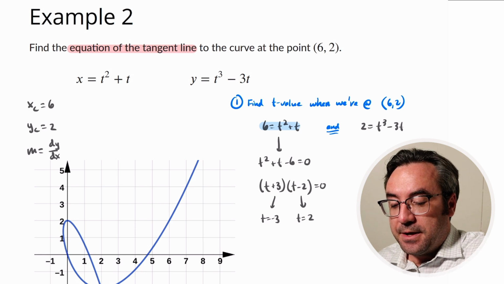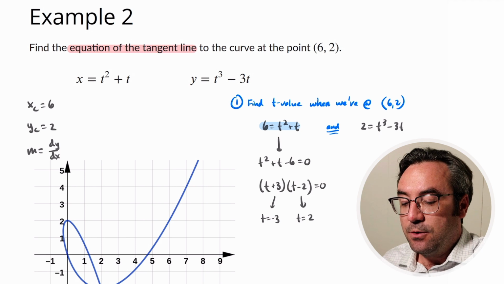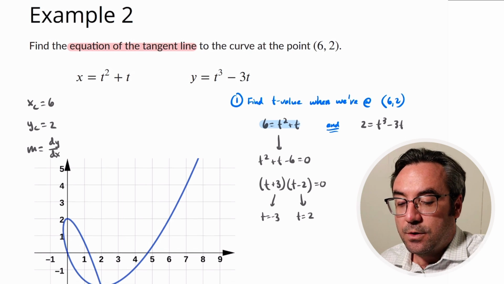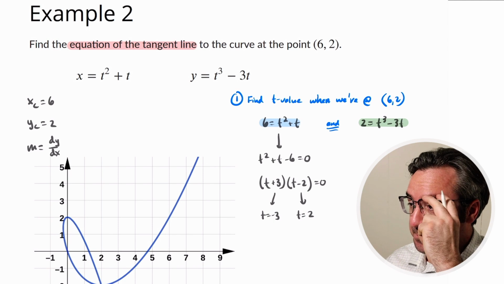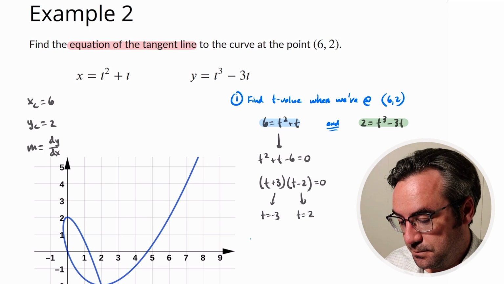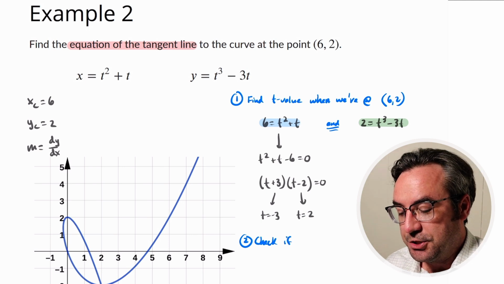So the thing is we need both of these equations to be satisfied. So not only does our x-coordinate have to be equal to 6, our y-coordinate has to be equal to 2. So that one also has to be satisfied. So we need to check if the other equation is satisfied.